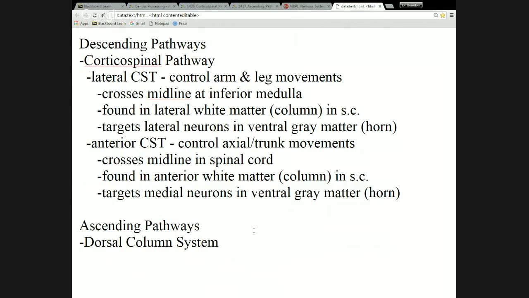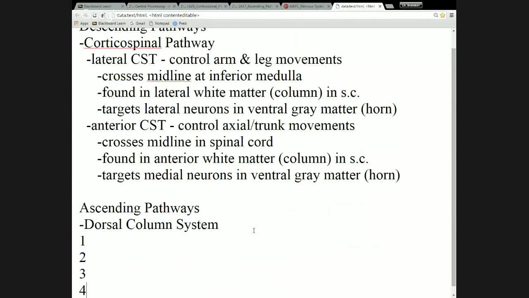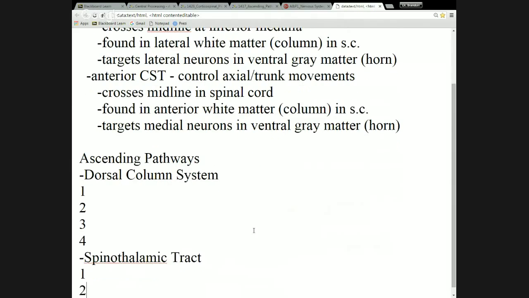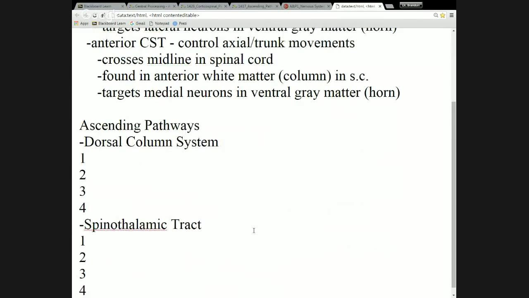And I want to say 4 things about that, so I want to leave some space for that. And the other one is the spinothalamic tract. And I want to say 4 things about that also.